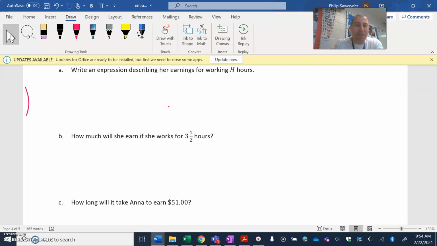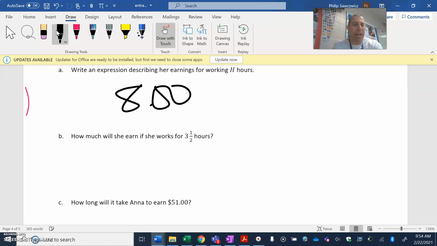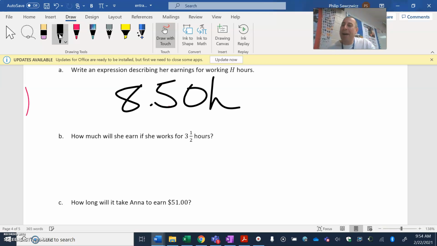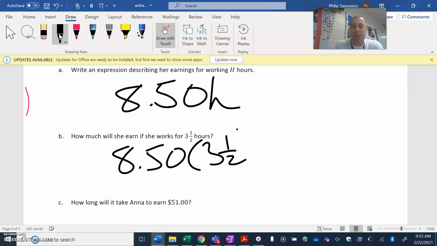So here's my number from before. Oh, that's a bad 5. We can do better than that. All right. Here's my letter. And then my operation there, remember, a number up against a letter does mean to multiply. So how much will she work? She works 3.5 hours. Okay, what we realize is it's a multiplication problem each time. So we're going to take that $8.50 and we're going to multiply it by 3.5.